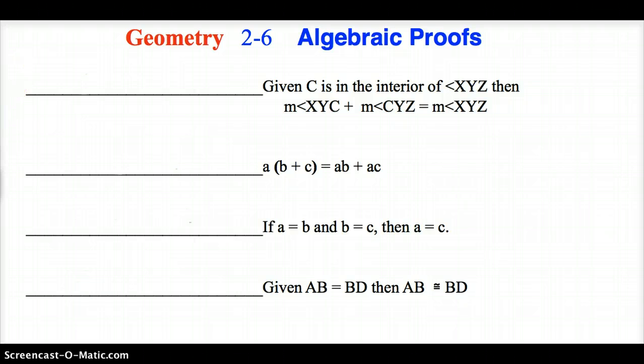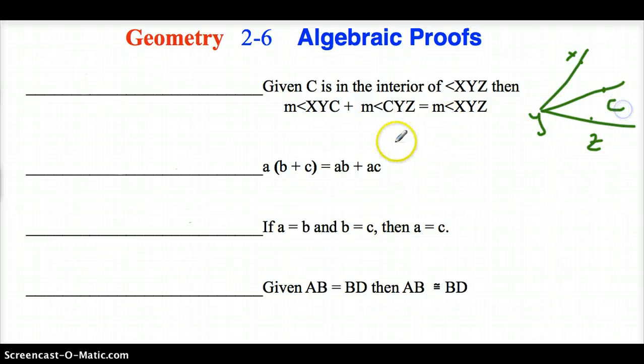So in our first one, we were given C in the interior of angle XYZ. If I take a minute and draw X, Y, and Z, and put C in the interior, it helps me see what the conclusion is. The measure of XYC plus CYZ will equal the whole entire angle. This is called the angle addition postulate.